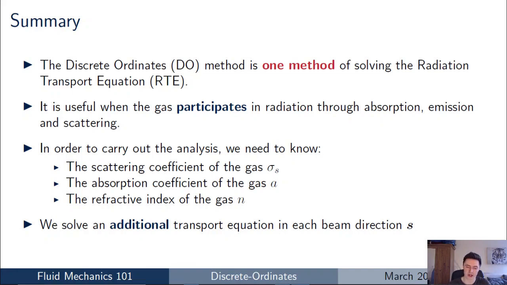And then the final thing to note, of course, is that what the discrete ordinates model is doing is solving an additional transport equation for every beam direction that we decide to solve for. And we're going to solve for a minimum of 8 octants. That'll be 8 directions in 2D and a similar extension in 3D. So that brings me to the end of the talk.